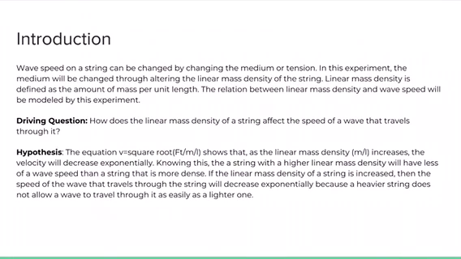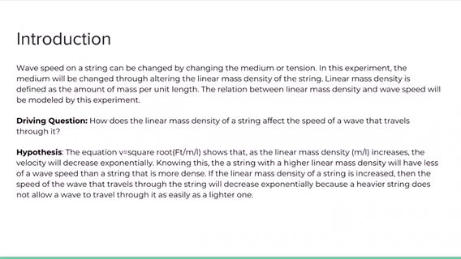Our driving question: how does the linear mass density of a string affect the speed of a wave that travels through it? Our hypothesis: the equation velocity is equal to the square root of the force of tension over the mass of the string over the length of the string shows that as the linear mass density increases, the velocity will decrease exponentially. Knowing this, the string with a higher linear mass density will have less of a wave speed than the string that is less dense.